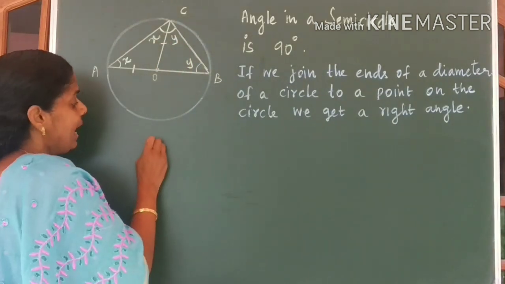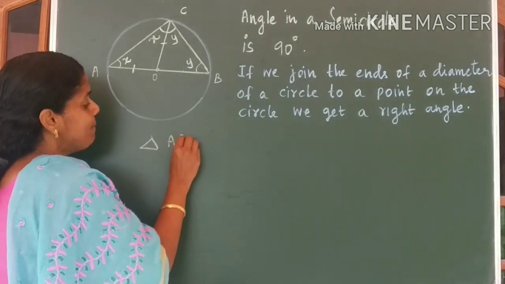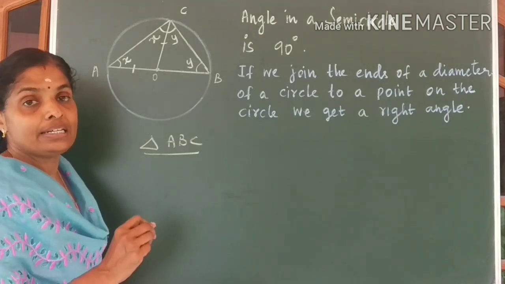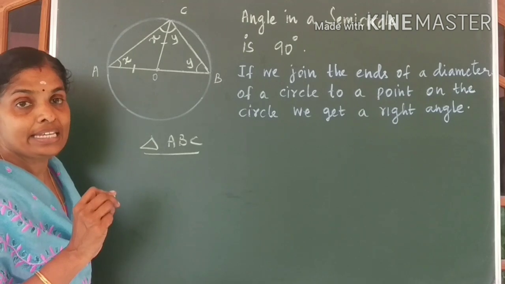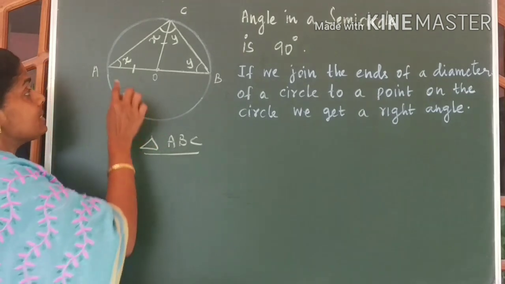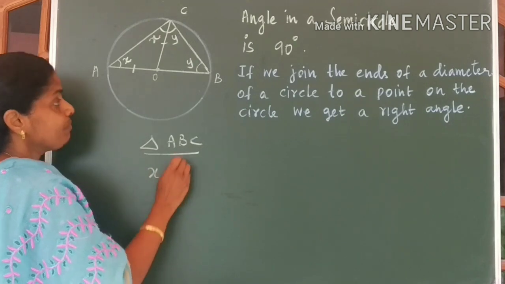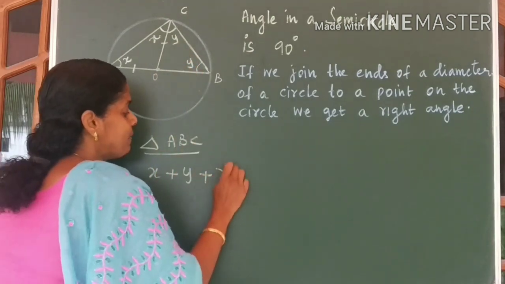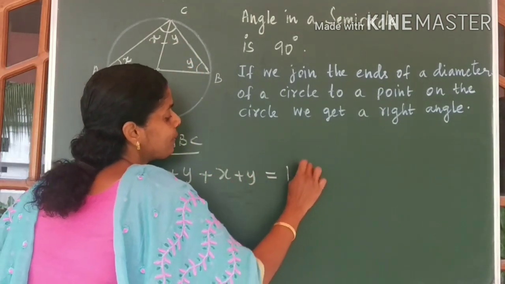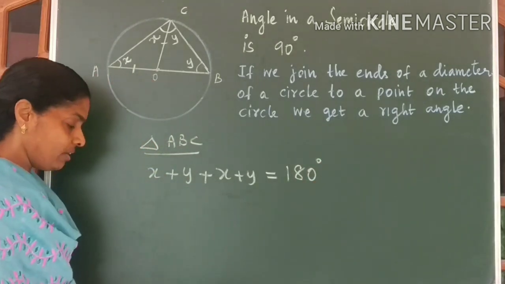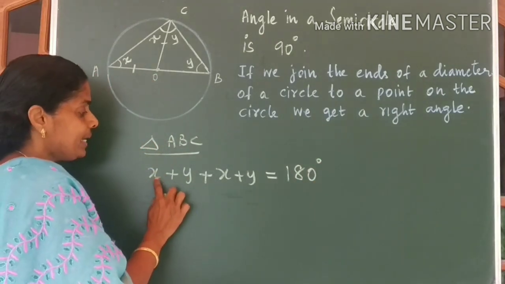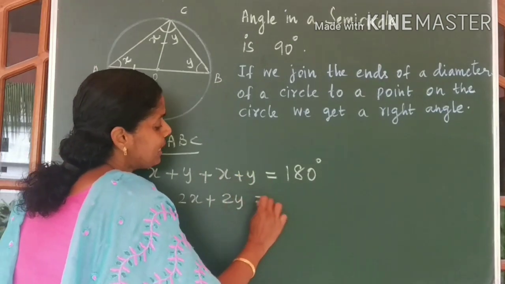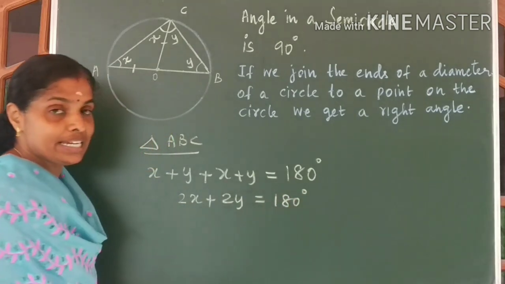Now consider our triangle ABC. In triangle ABC, you know the sum of all angles is equal to 180 degrees. So let us add all the angles. Angle A is x. Angle B is y. Angle C is x plus y. We know this is equal to 180 degrees. Or otherwise we can say x plus x, 2x, plus y plus y, 2y is equal to 180 degrees.